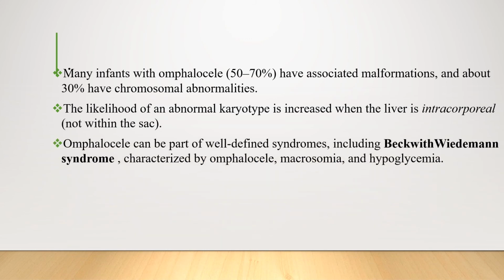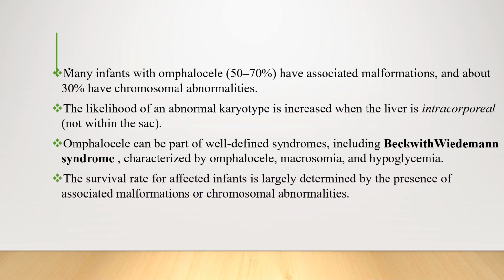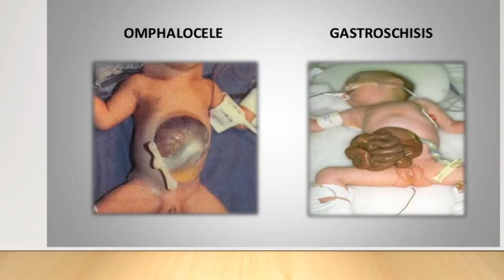Omphalocele can be part of a well-defined syndrome, including Beckwith-Wiedemann syndrome, which is characterized by omphalocele, macrosomia, and hypoglycemia. The survival rate for affected infants is largely determined by the presence of associated malformations or chromosomal abnormalities. For patients with isolated omphalocele with appropriate surgical intervention, the survival rate is greater than 90%. This is an image of a child with omphalocele and the gastroschisis.